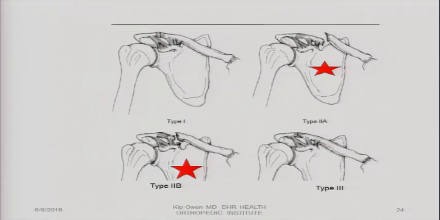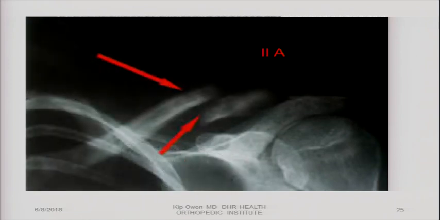Just picture representation of a 2A in the top picture with a star and a 2B down below. You notice how far out distal on the clavicle these occur. And an X-ray representation of a 2A fracture.